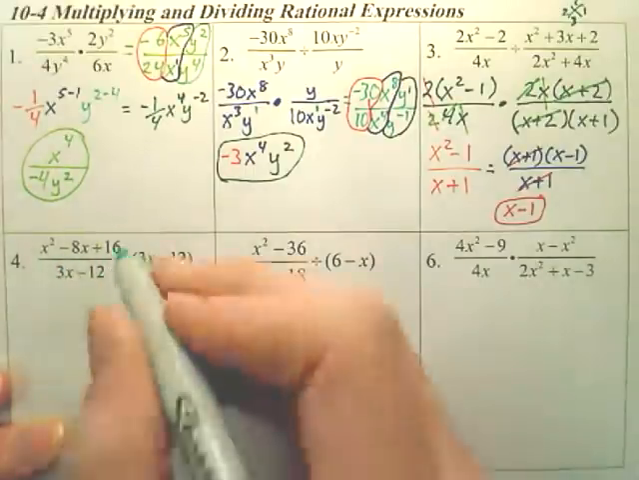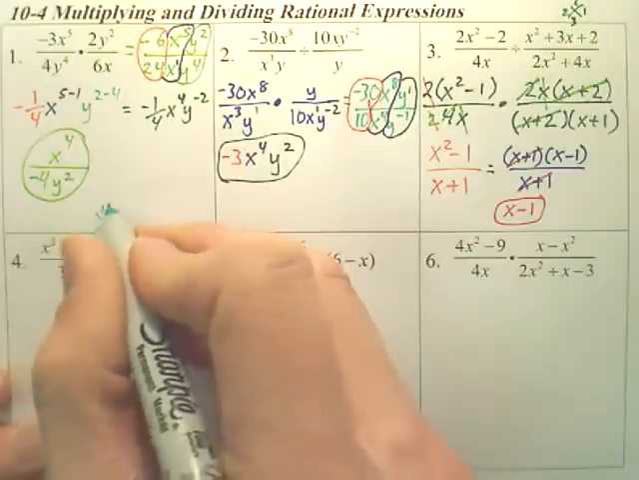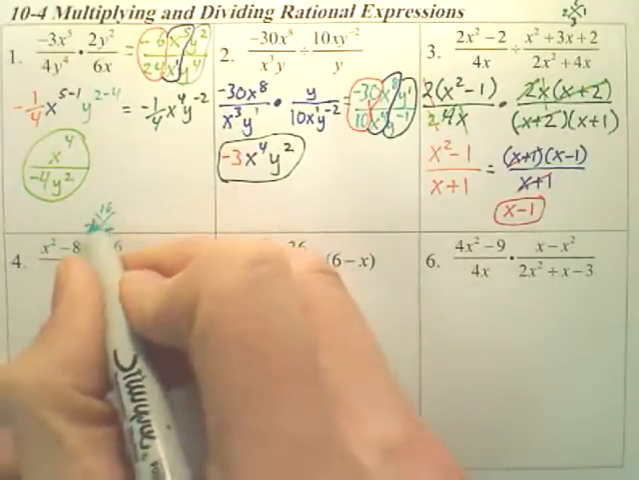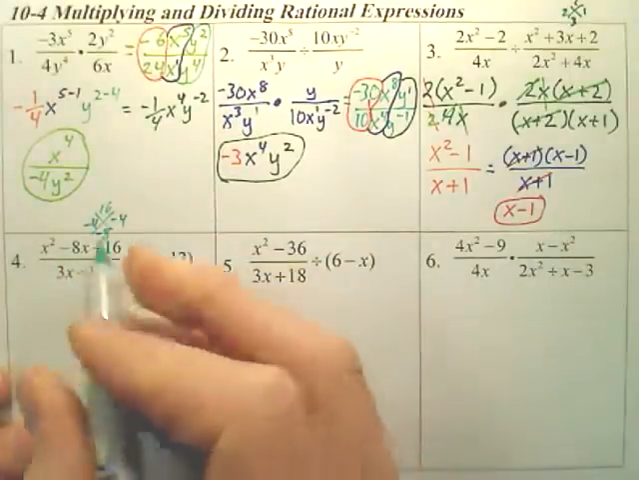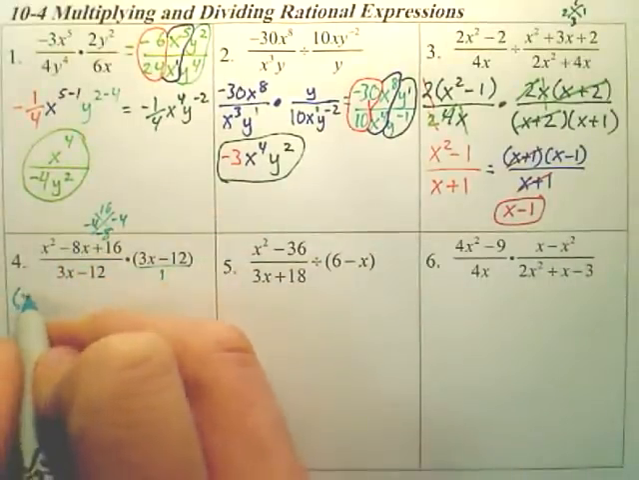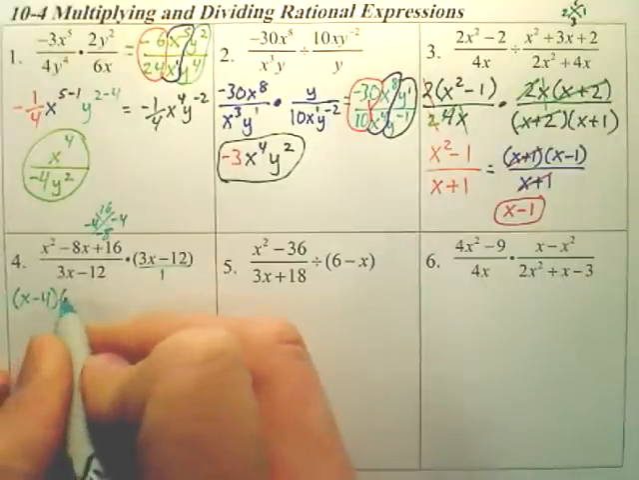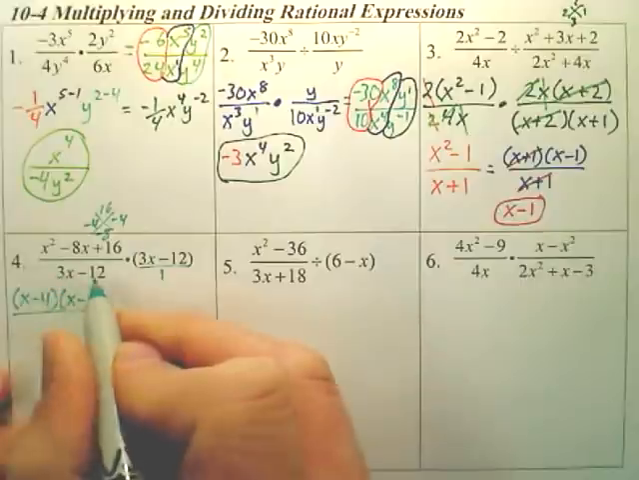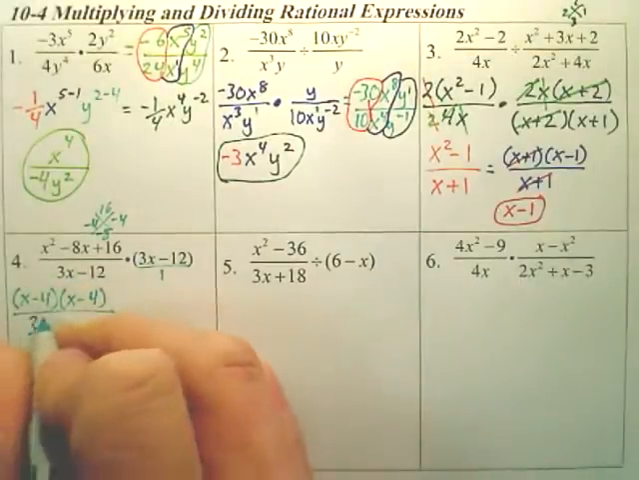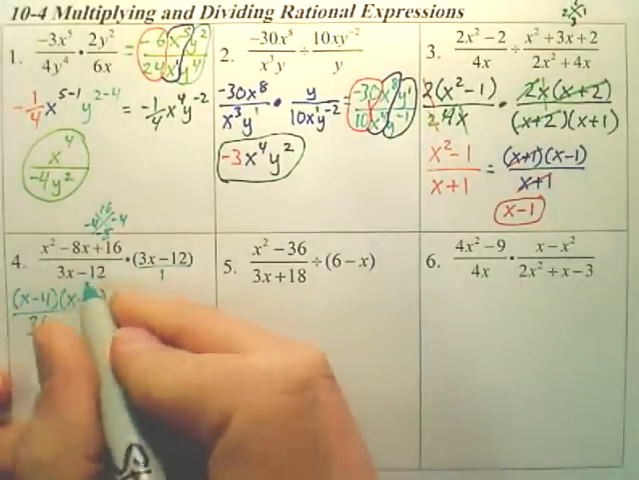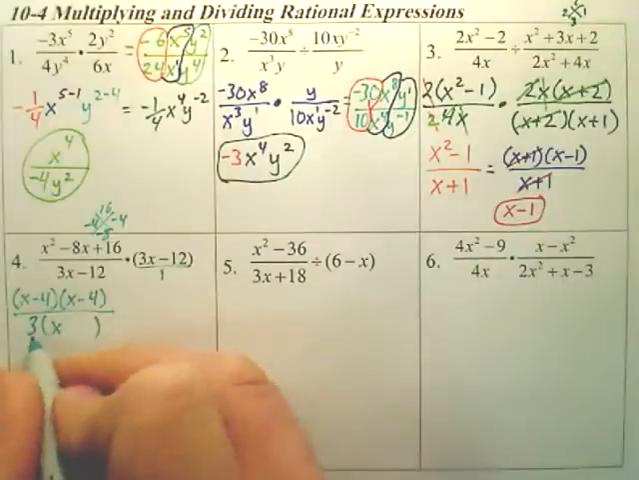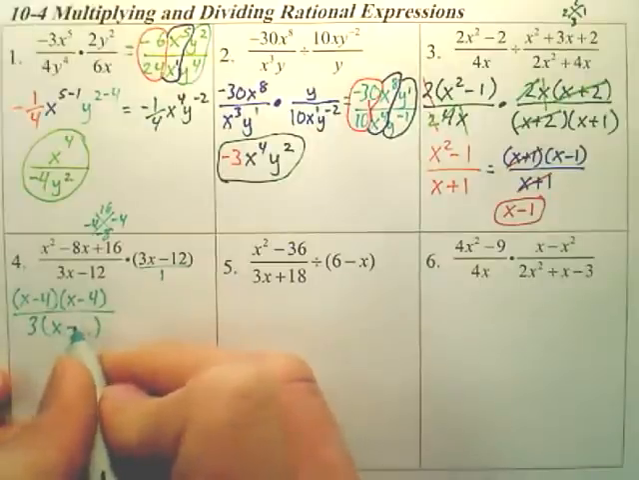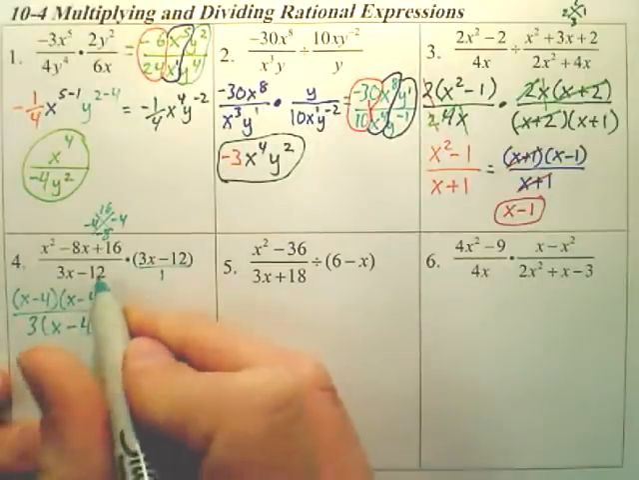So factor this top right here. If you factor this top, it looks like that'd be a 16 and a negative 8, which looks like negative 4 and negative 4. So it looks like x minus 4, x minus 4. The bottom, I could pull a GCF of 3 out. 3 goes into both of these. 3 times x gives you 3x. 3 times negative 4 gives you negative 12.